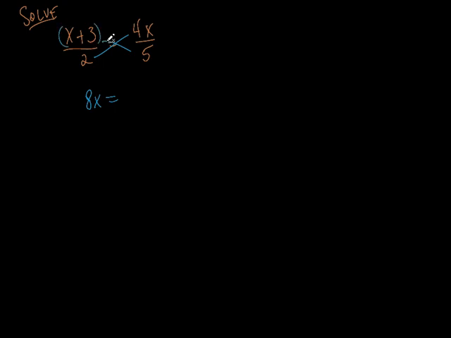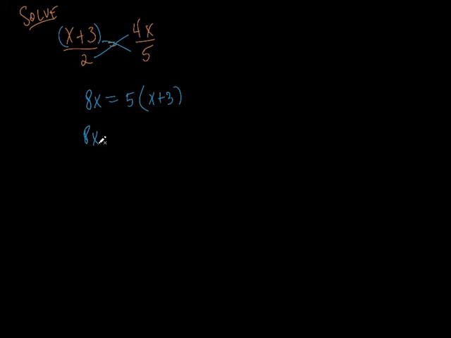Now you got to be careful. This 5 is being multiplied by something that's being added right here. 5 times a sum. I must put that in parentheses. So it's going to be 5 times (x plus 3). See? That x plus 3 has to be in parentheses. Make sure that you do that. And now I can go ahead and just do some math, do some algebra, and then solve for x.